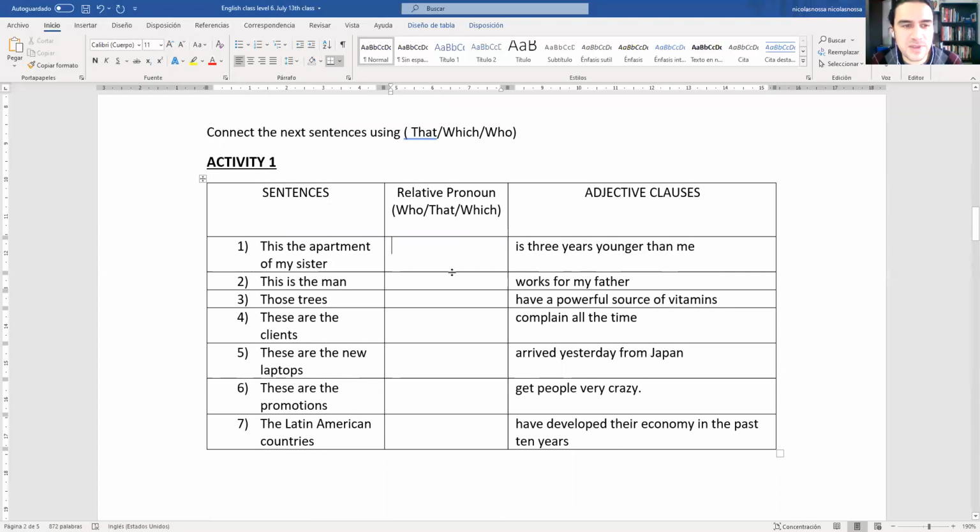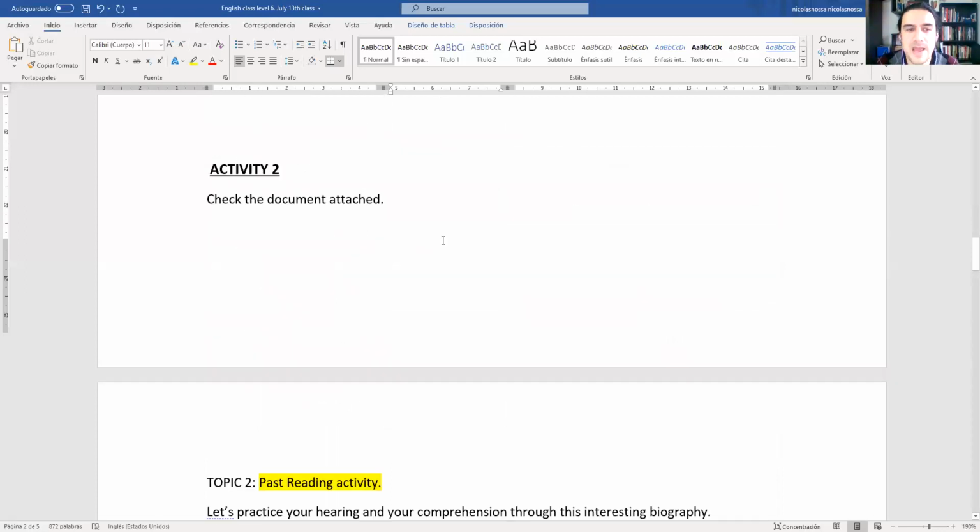So, for example, this is the apartment of my sister. I don't know if it's correct or not. I'm just putting which, okay? And then you put here that. I don't know, depending. So you have to check what is the correct option and put it here to connect the two sentences, okay? That is the activity number one.